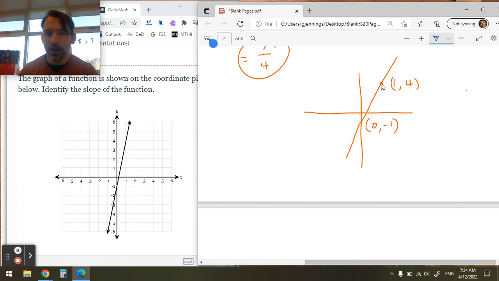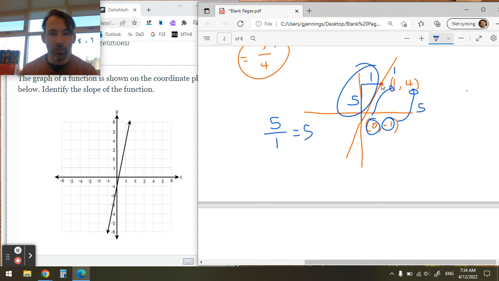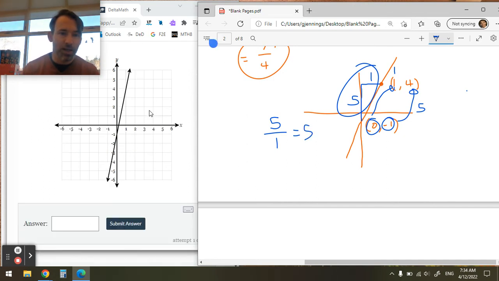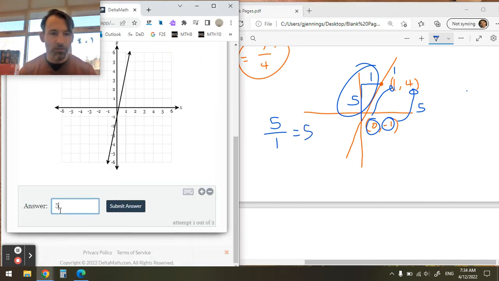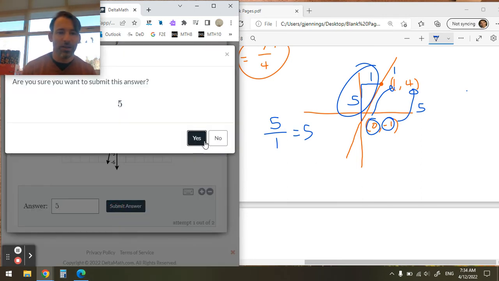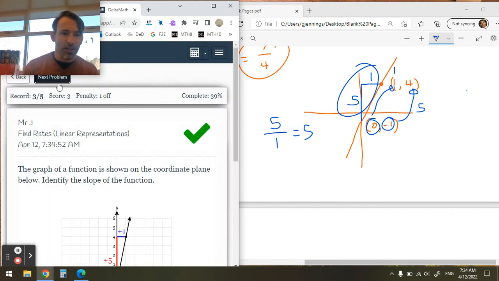All right, and I notice that it rises 5 and runs 1. It rises 5 and runs 1. -1 goes up to 4 by 5. 0 goes over to 1 by 1. Okay, so that's where I get these numbers. And then we would have the slope is 5 over 1, or that's just equal to 5. So let's put that in. 5. That's my answer. Okay, let's take a look at another problem.